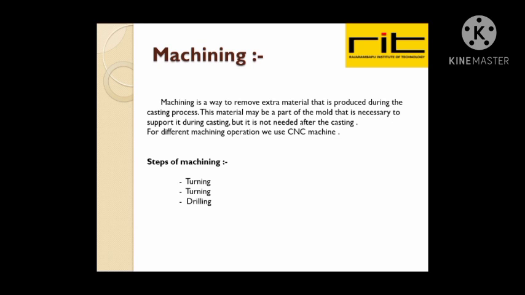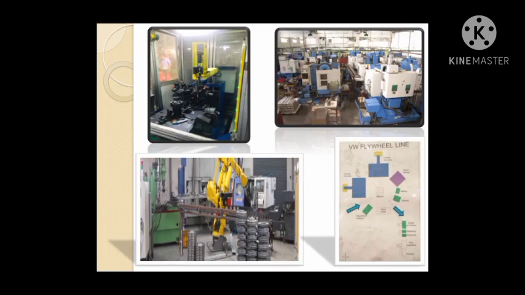Then after casting, machining is important. Machining is a way to remove extra material that is produced during the casting process. This material may be a part of the mold that is necessary to support it during casting, but is not needed after the casting. For different machining operations, we use a CNC machine. Steps of machining: the first two steps are turnings and the third is drilling. See the picture of the actual machining after the casting of flywheel.